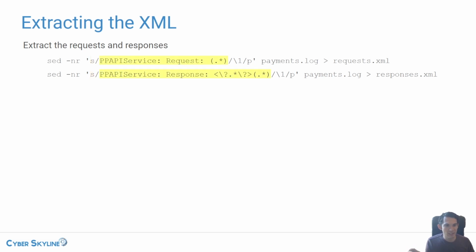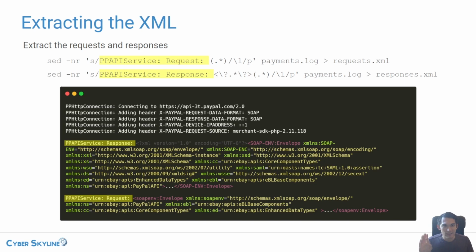In between the first set of forward slashes here, that is the what we are substituting. And so breaking this down, we have this PP API service, and then you've got the request or the response. That's what we want to be matching. We want to be matching only lines, right? The highlighted, just those lines that contain at the beginning the PP API response or the PP API request. And then we want to ignore all those other lines, right? So the ones that just say PP HTTP connection, we skip those lines. We don't want those. We just want the responses and the requests.